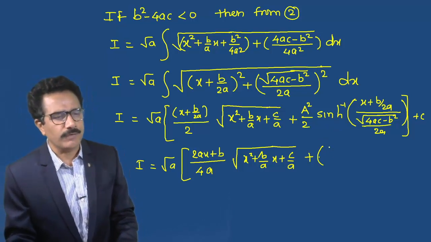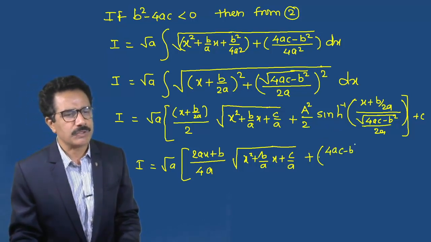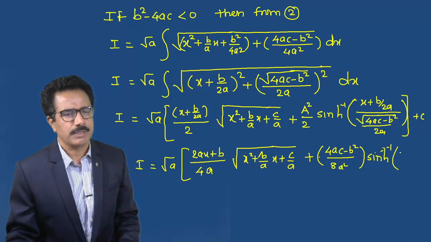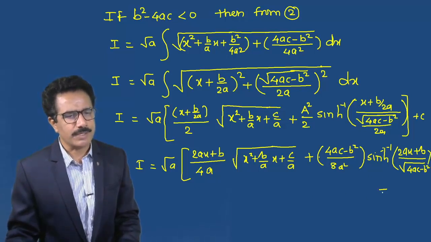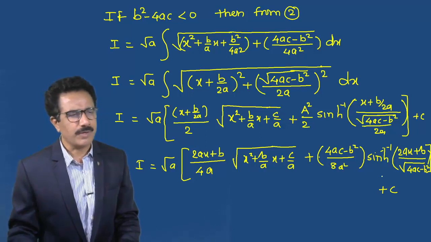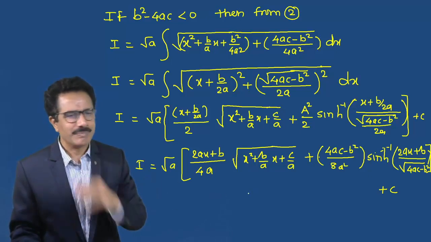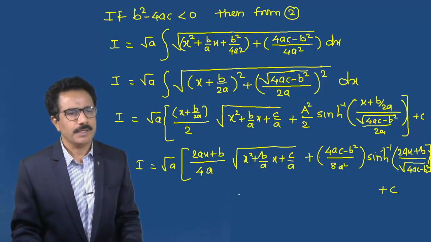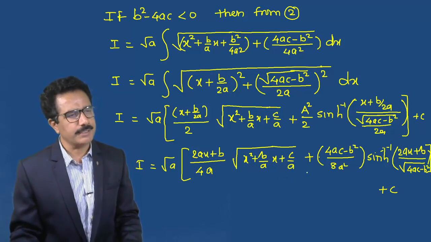Now if we square this, what comes is 4ac minus b square divided by 8a square into sin h inverse of 2ax plus b divided by root of 4ac minus b square plus constant of integration c. Okay. So we can write this way. Alright, in this way we can calculate the solution here and this is complete.